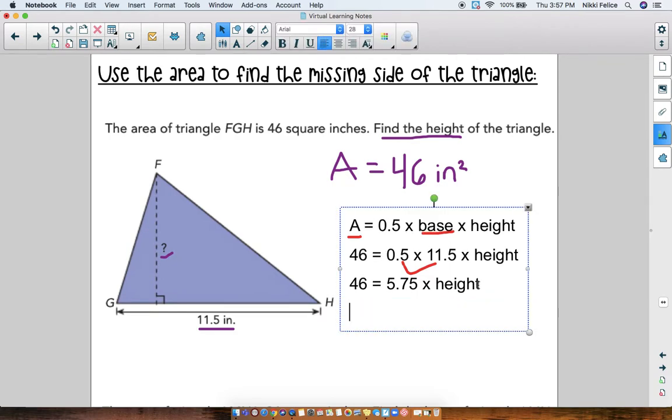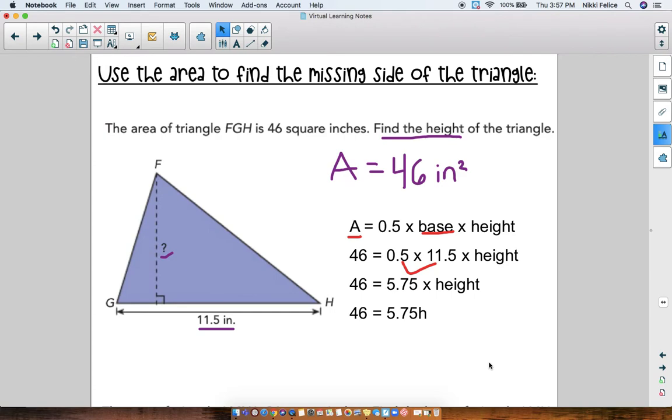And actually, we can write this even nicer if we want. 46 equals 5.75. Now, I'm just going to use h for height. But don't forget, we don't need to write the multiplication sign. So 5.75h. Hey, look at that. It's a one-step equation. This is what we're trying to figure out. So now I know all of this.